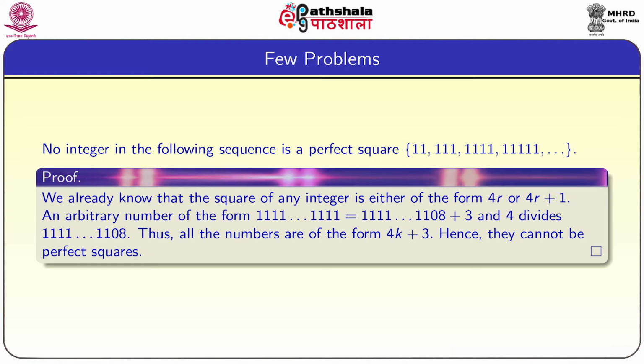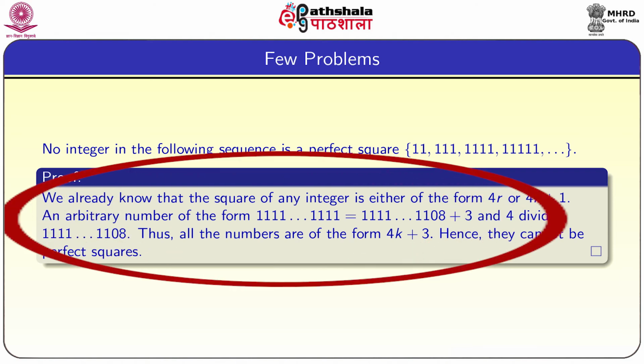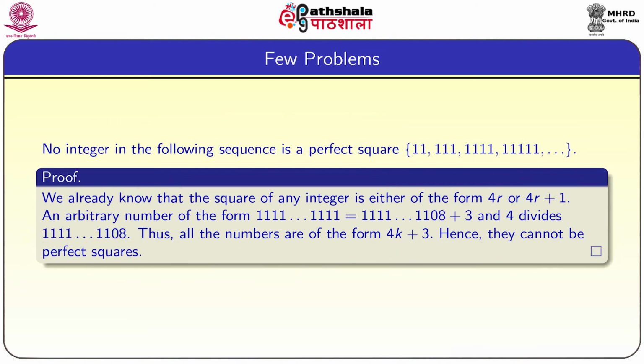We already know that the square of every integer is either of the form 4r or 4r plus 1. So, if we are able to show somehow that all those numbers 11, 111, 1111 and so on are none of these forms, that means neither 4r nor 4r plus 1, then we are done. It is easy to see that none of those numbers are multiples of 4, because if a number is divisible by 4, then it also has to be divisible by 2, so that is not possible. The next thing we have to show is that none of those integers are of the form 4k plus 1.